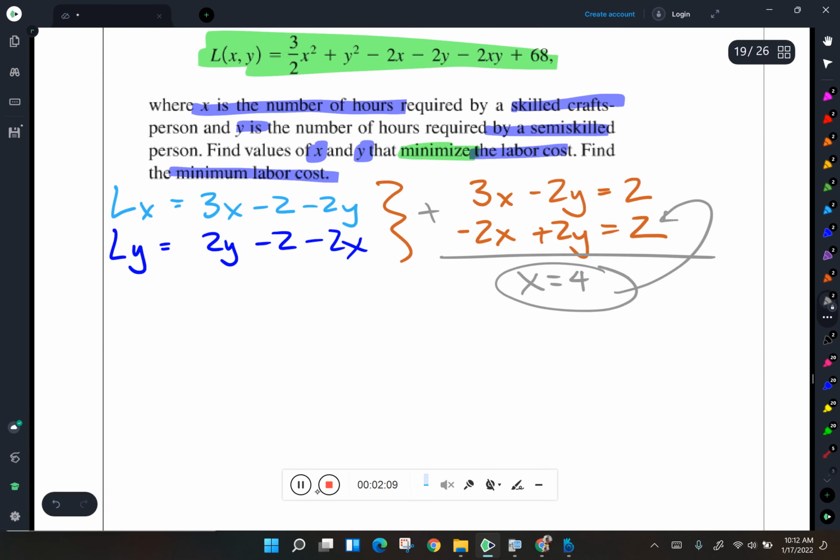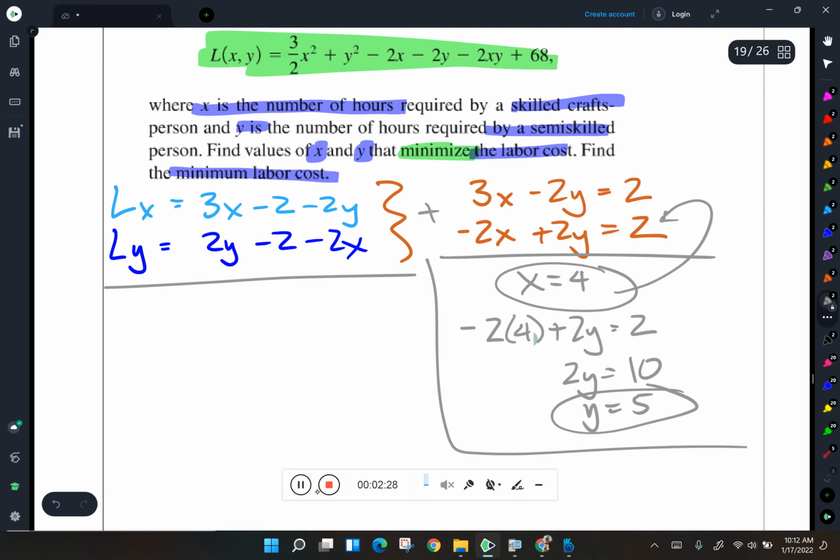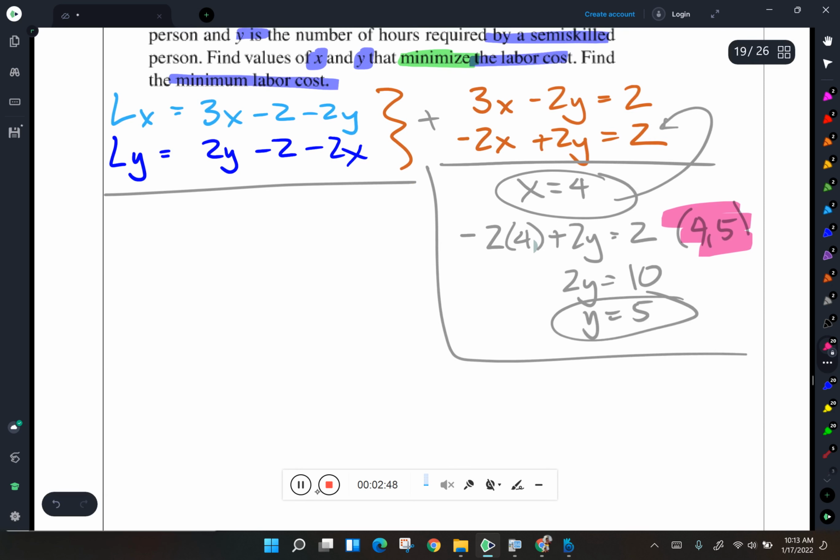So let's say I've got negative 2 times x, which is 4, plus 2y equals 2. That's negative 8. When I move to the other side, I got 2y equals what, 10? So y equals 5? Okay. So now I've got my candidate point. My candidate point is the point (4, 5), or in terms of the problem, 4 hours by a skilled craftsman, and 5 hours by a semi-skilled craftsman. But I need to make sure that that's a minimum, so I'm going to go through the steps for finding the minimum to show that it is.